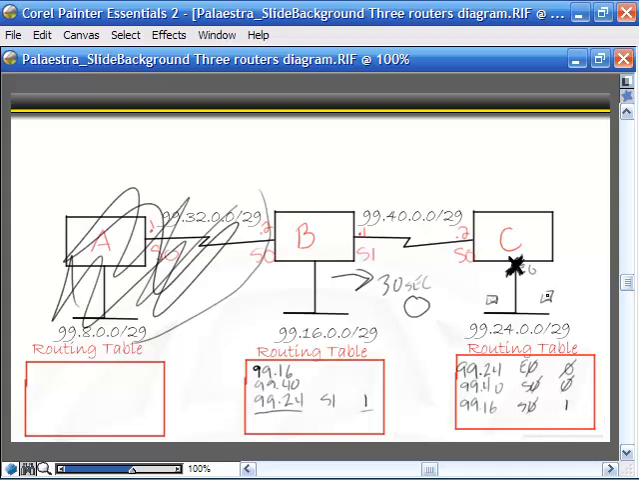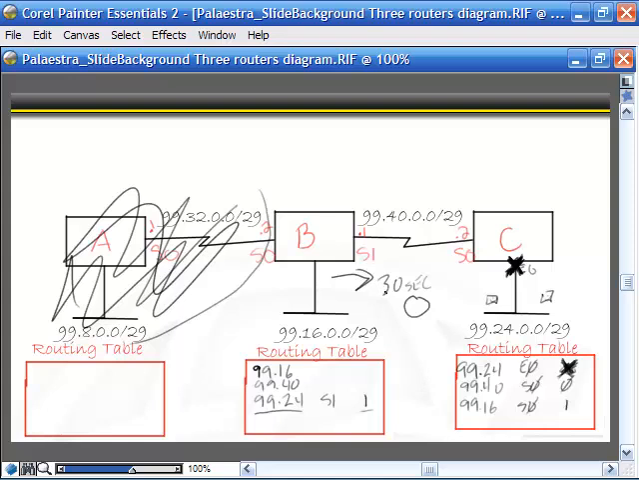So they're pretty happy because they can talk to each other, but they're still not going to be able to get out. No one could get to 99.24 right now. So C's like, all right, I can't get there. Let me mark that as down. And he's bummed and he can't get to 99.24 anymore.